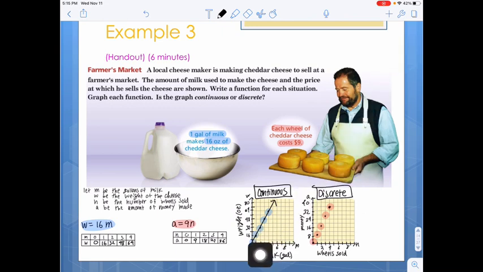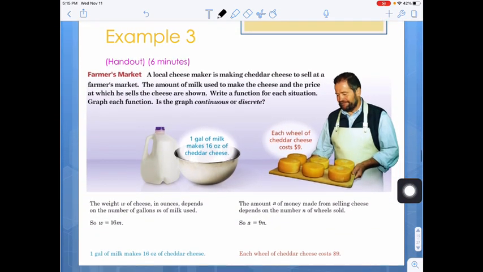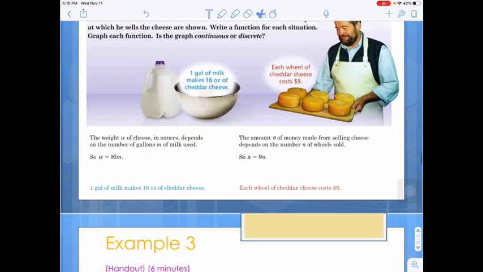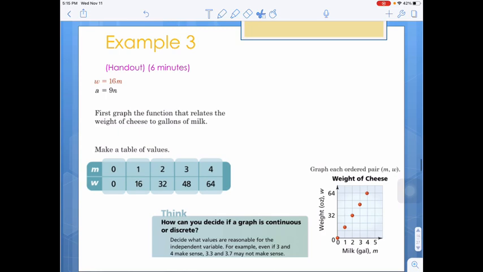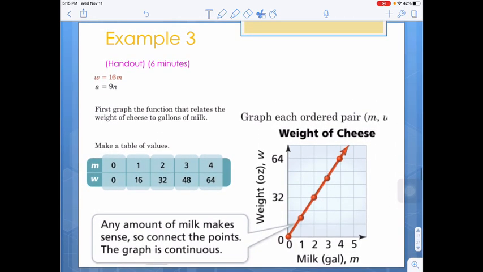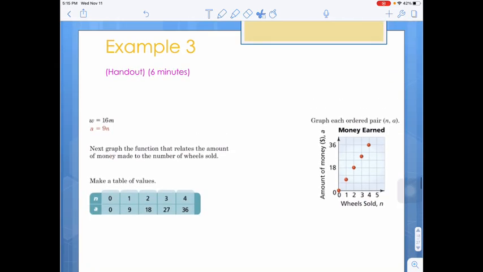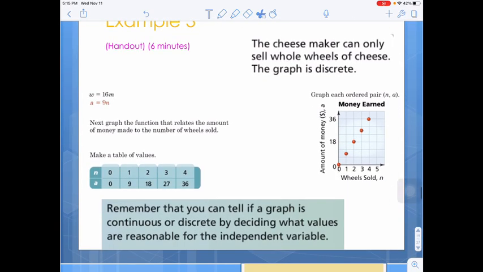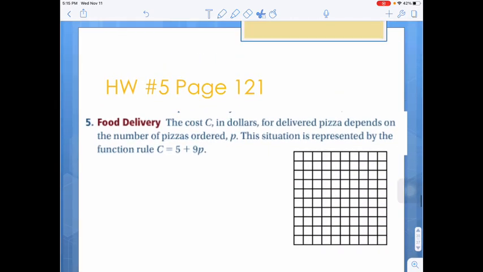So anytime you can plug in any number at all, we'll call it continuous. When you have to use only specific values, that is considered discrete. The next few slides have information for each of these steps. Here's the information for the first graph with the line, and here's the information for the second graph with our final explanation.